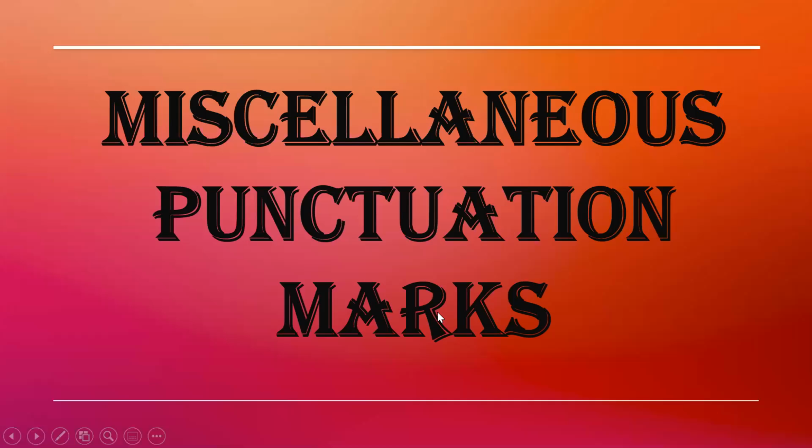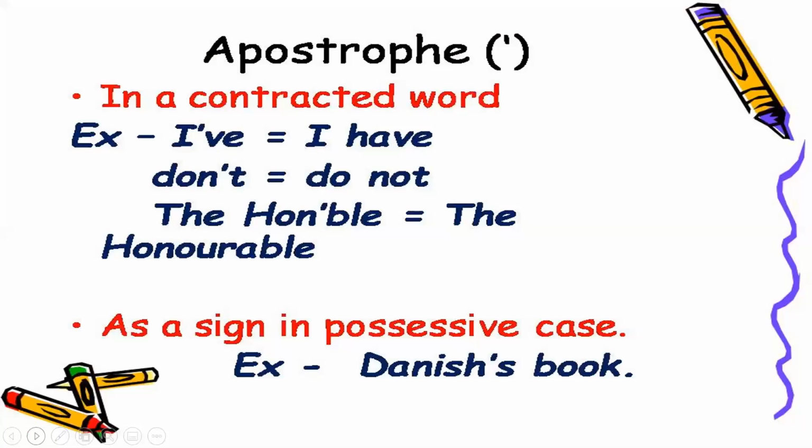Now we come to the miscellaneous punctuation marks. Miscellaneous means other punctuation marks. These were punctuation marks which are used at the end of the sentence. Terminal punctuation marks were used at the end of the sentence. Mid-sentence punctuation marks were used in between the sentence. And miscellaneous punctuation marks, you will come to know what they are.